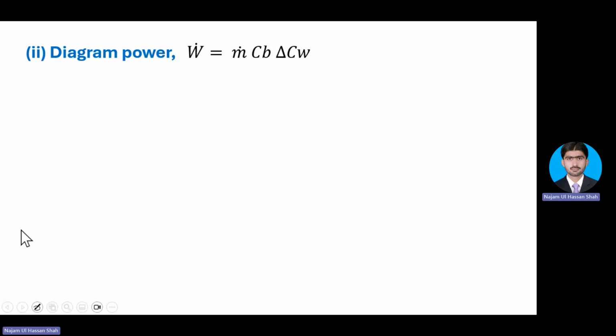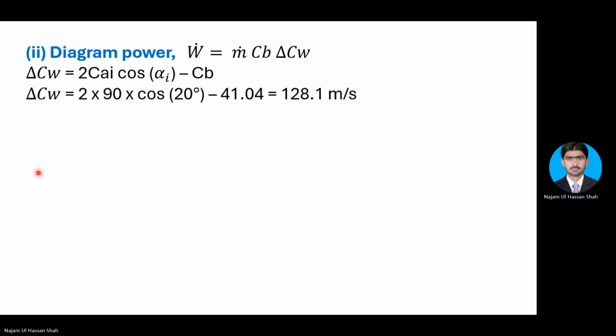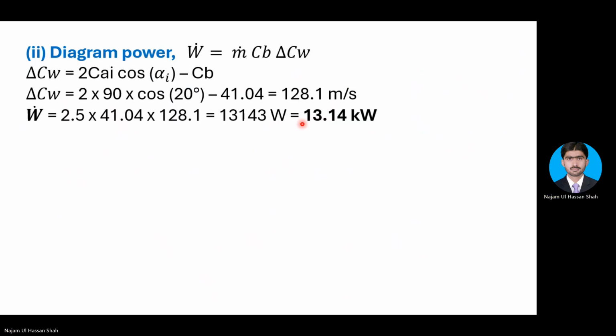Next, we calculate the diagram power. Formula for diagram power is W dot is M dot CB delta CW, where delta CW can be calculated by this formula, 2 CAI cos alpha I minus CB. Notice that this formula is only applicable for the Parsons type of reaction turbine. So we substitute values and delta CW comes 128.1 meter per second. So the W dot would then be M dot 2.5 into CB 41.04 into delta CW 128.1. We obtain 13,143 watt or 13.14 kilowatt.